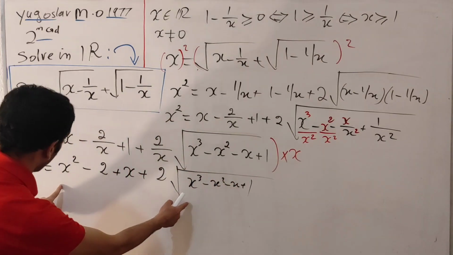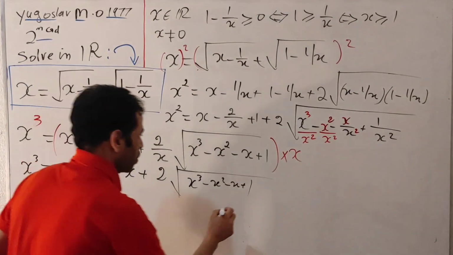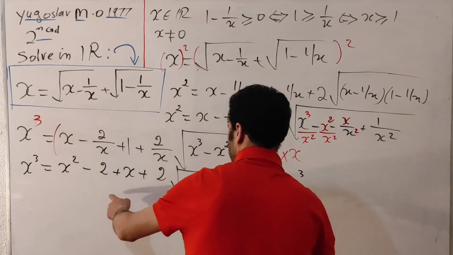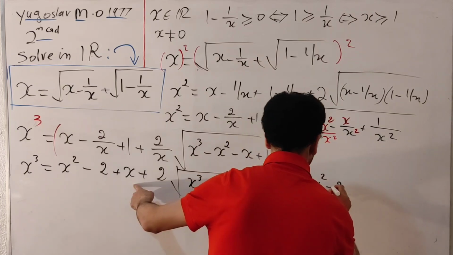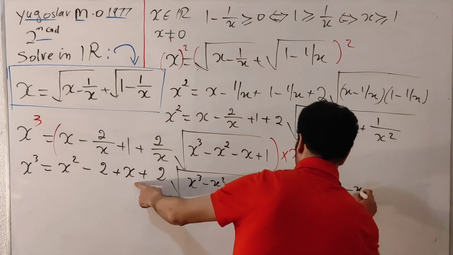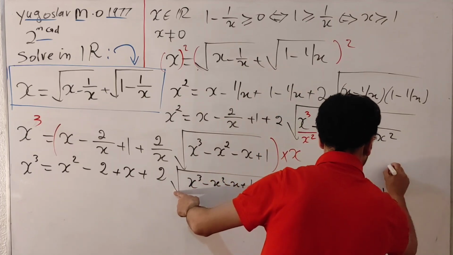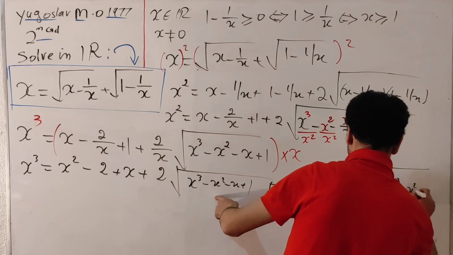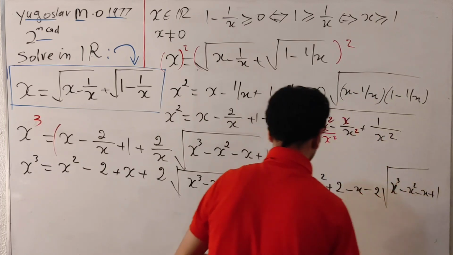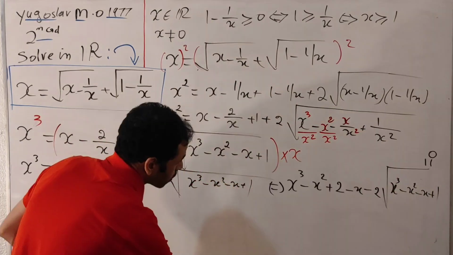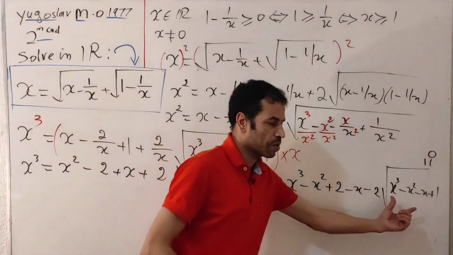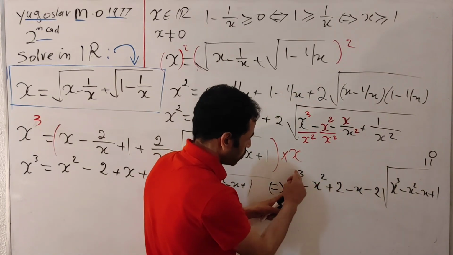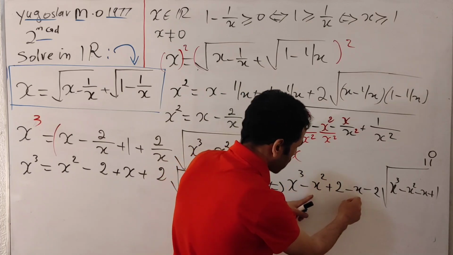Then I'm going to move all these terms to the left hand side of this equation. I will get x cubed minus x squared plus 2 minus (x minus 2) multiplied by the square root of x cubed minus x squared minus x plus 1, equals 0. Then if you take a look carefully at both expressions, we have this term is the same as this term. We have x cubed minus x squared minus x.